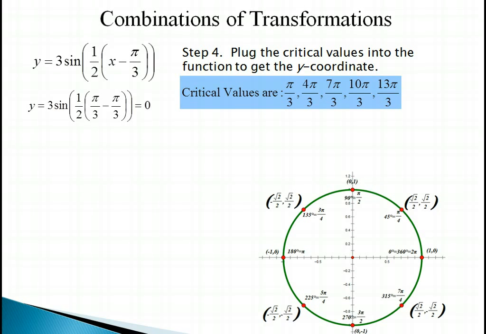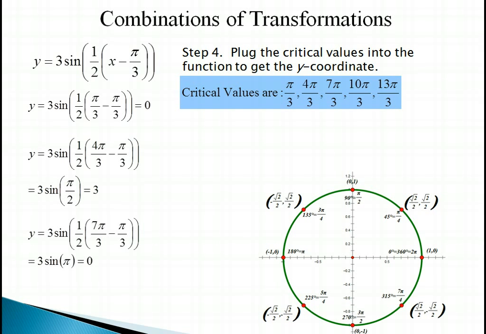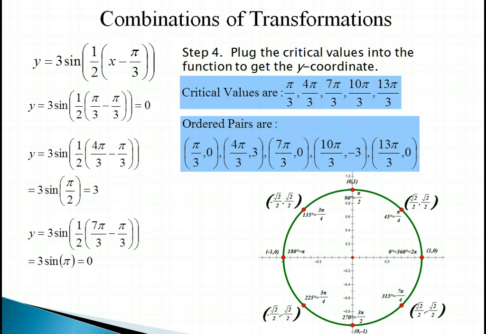At pi over 3, we end up with 0. At 4 pi over 3, we got out 3, which we expect. Always check them to make sure that you got the right critical values. But if you're pretty confident in your work, you can probably finish up the rest of them pretty easily. And you have your critical points.